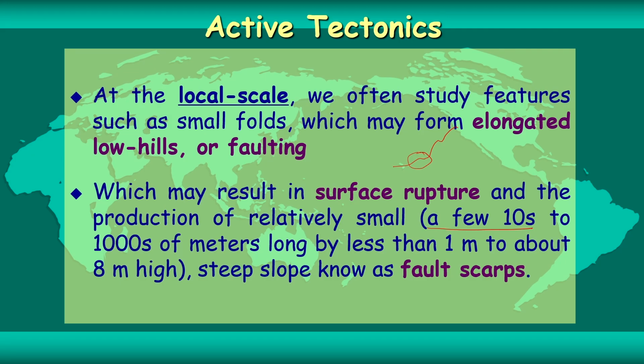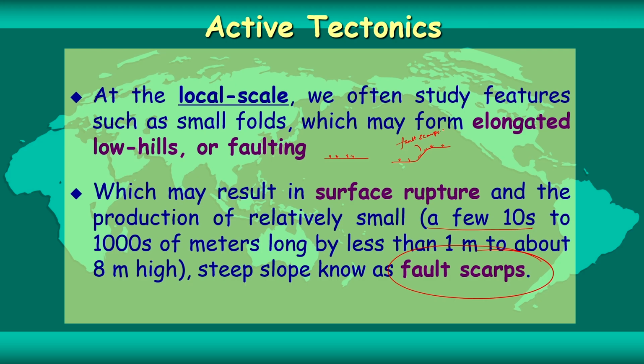Okay. And these types of landforms which are produced by surface rupture, we term as fault scarps. Okay. So earlier this surface was smooth, and then after the deformation it has formed something like this. Okay. So these have been termed as fault scarps. Okay.